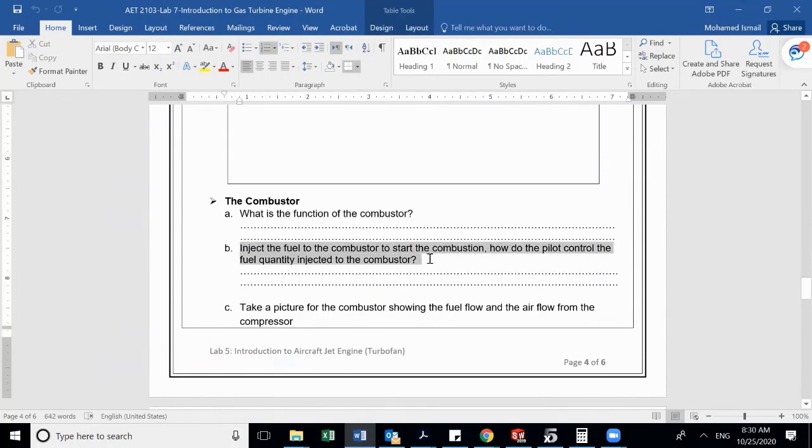So to answer this question, if you remember the second or third lab, when we were in the lab using the flight simulator, we have seen the control lever or the engine lever or throttle lever. Okay, so by moving the throttle lever upward, this is what we are going to see inside the combustion chamber. So that lever is directly connected to the combustion chamber. It will increase the level of the fuel, the mass flow rate of the fuel.